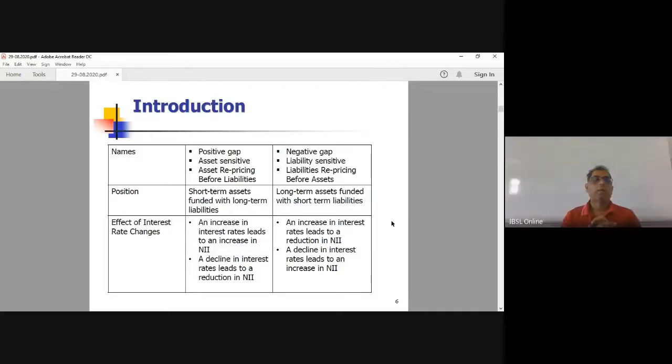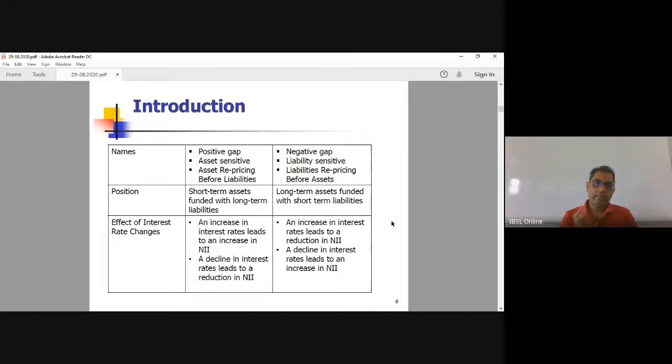Yes, sir. Okay. So the negative gap is the opposite of that. Basically, it's liability sensitive. Liabilities are repricing before assets. So basically, what have you done here? You have raised short-term deposits, 3 months, 6 months, whatever it might be, and you have lent your money longer term. Maybe, when you say lent, you could have bought long-term bonds. You could have basically given project financing. Whatever the form of the asset, you have basically created long-term assets that are funded with short-term liabilities.